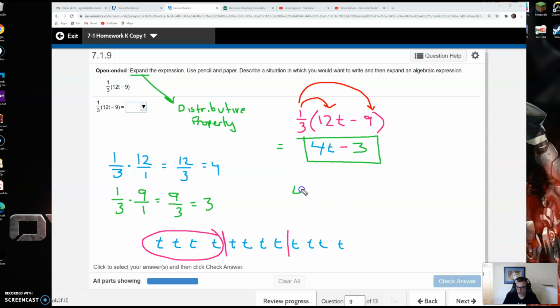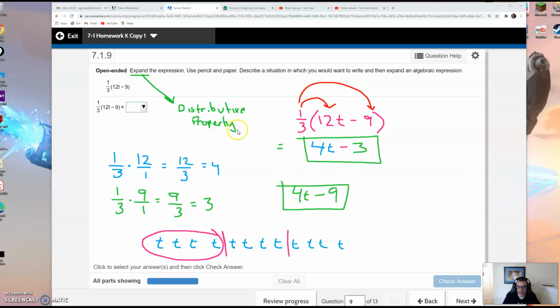I'll write it all in one color. 4 t's is 1/3 of 12 t's, and 3 is 1/3 of 9. Maybe that's a better way to think about it. So I go up here, and 4t minus, oh, that's why, because I wrote it incorrectly over here. That should be a 3. 4t minus 3, there it is.